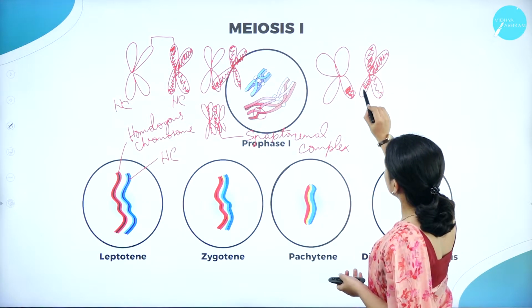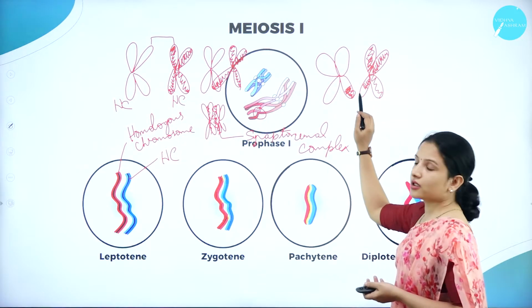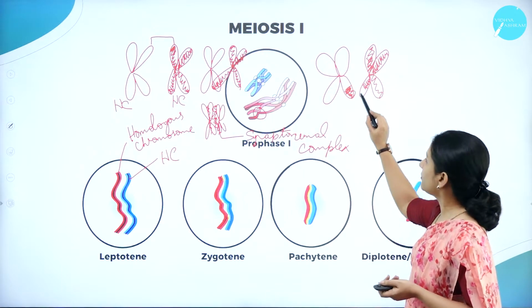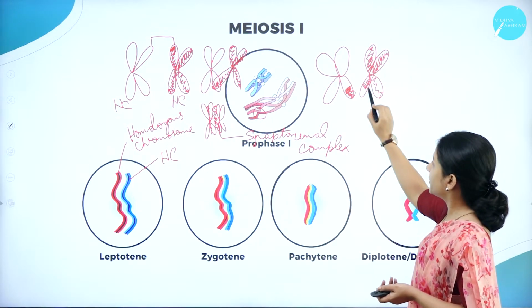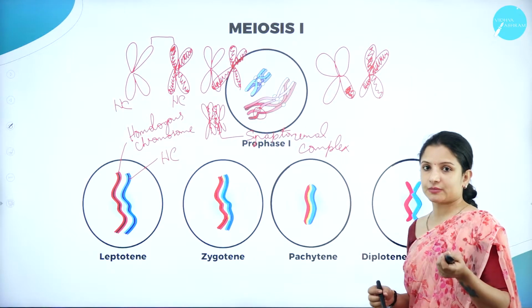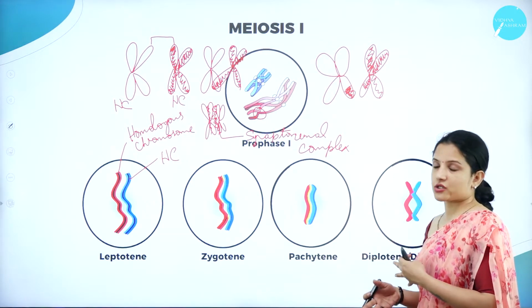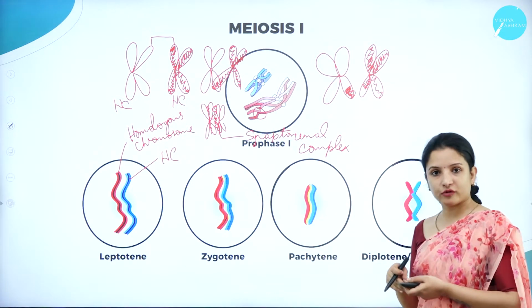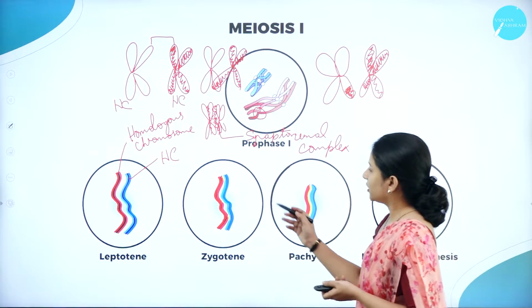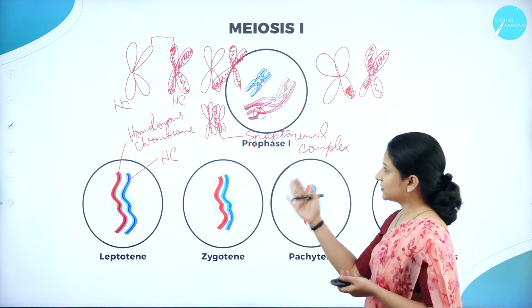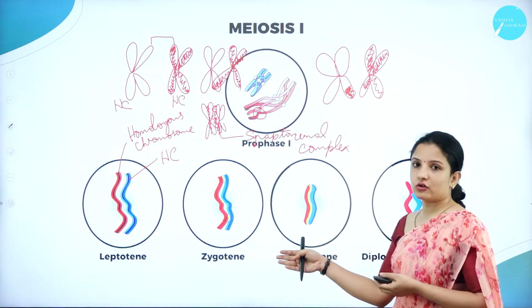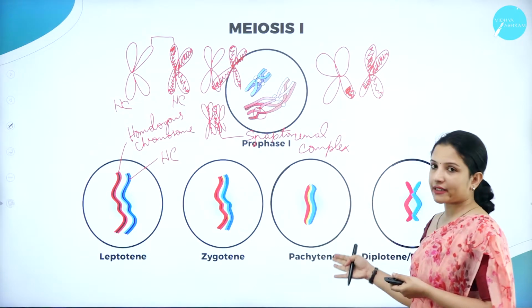So this gene that was present in this particular non-sister chromosomal arm got transferred here, and from here it got transferred here because of synapsis. So all this recombination process will occur in the prophase stage itself. After the formation of the synaptic complex in the zygotene stage, it will enter into the pachytene stage.